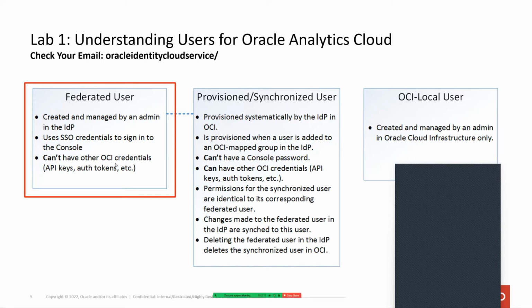So the permission for this second or synchronized user will be the same as the one provided by the administrator in the federated user, but then it will be managed internally by the Oracle Cloud itself when it comes to creating the permission. And finally, we have some OCI Local Users, which is only for Oracle Cloud Infrastructure. That means no access to the services, only for the Cloud Console. And this is managed by the administrator of the cloud platform.